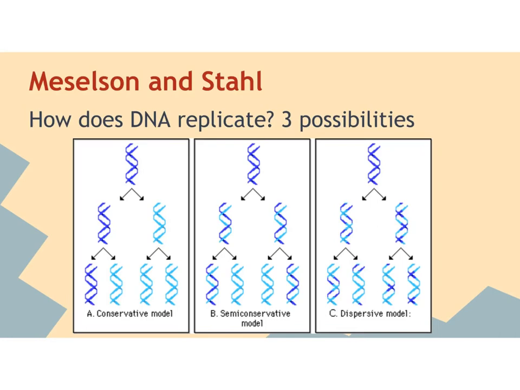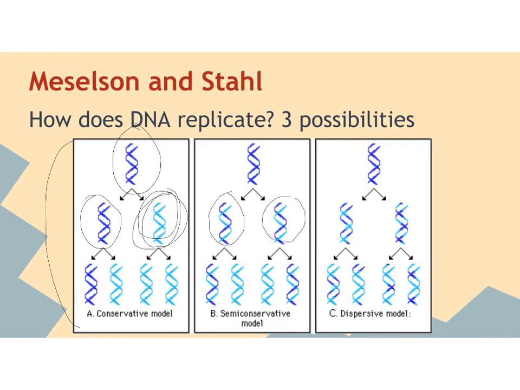One way, the conservative model here, said that the original DNA strands, shown in dark blue, stayed together, and then a brand new DNA strand, shown in light blue, was created. So we have one totally original DNA, one totally brand new DNA. The semi-conservative model said that the original DNA split its two strands, and the two new molecules of DNA each contained one original dark blue strand and one new light blue strand. So this was called semi-conservative.